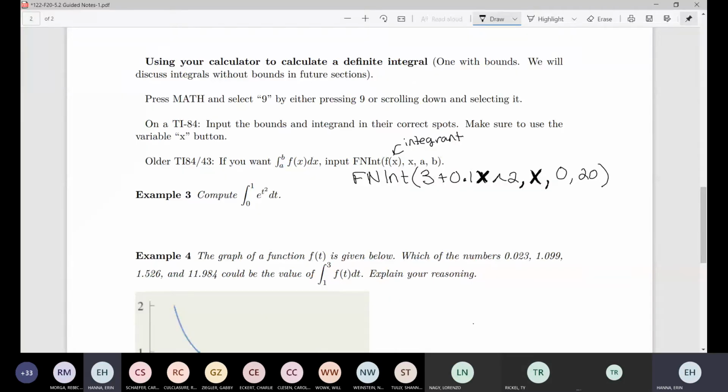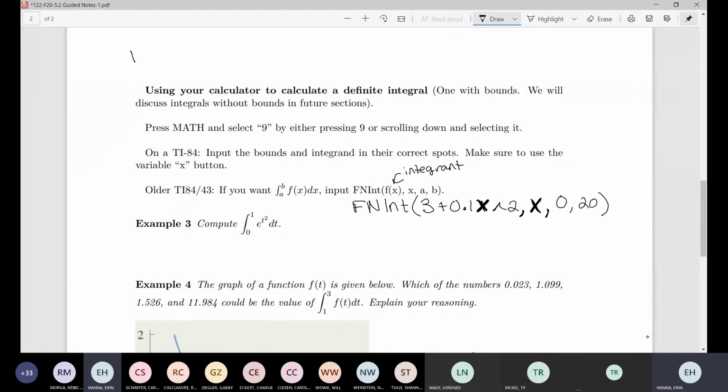I know that took a little bit of time, so sorry about that. But for the TI Nspire, hit the menu, go to calculus, go to, oh man, what was it called? Numeric integral?